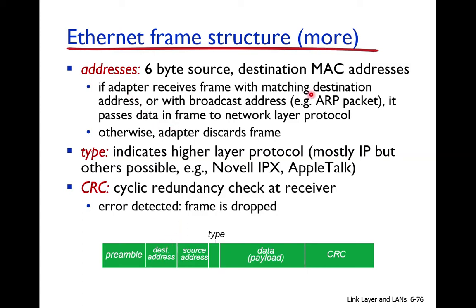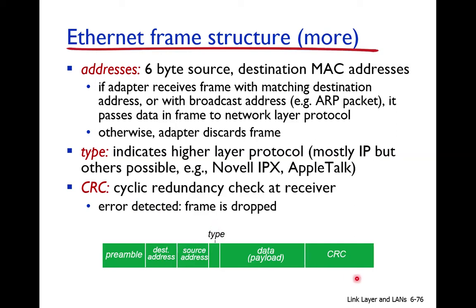So if the adapter receives a frame with a matching destination MAC address or with the broadcast address, as we discussed in ARP, if the destination MAC address is FFFFF, it is broadcast, and it is also accepted. Otherwise, the adapter discards the frame because it is not for the node. The type field indicates the higher layer. What is the higher layer, or layer above Ethernet? The layer above Ethernet is either ARP or IP. Mostly the type is IP, because IP is the layer above.